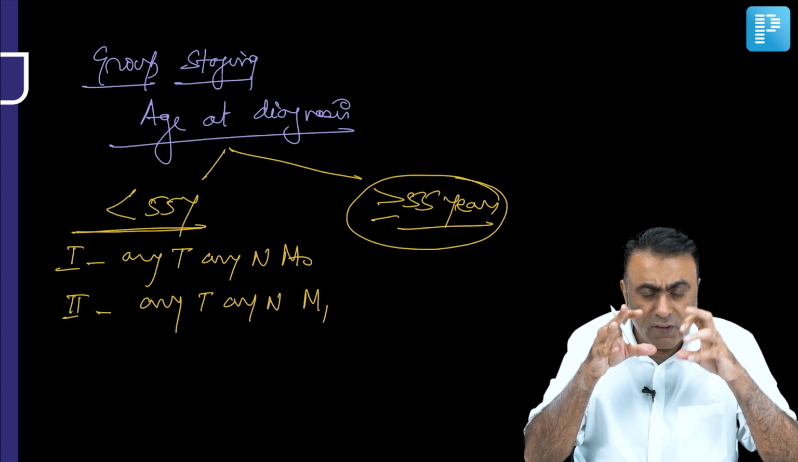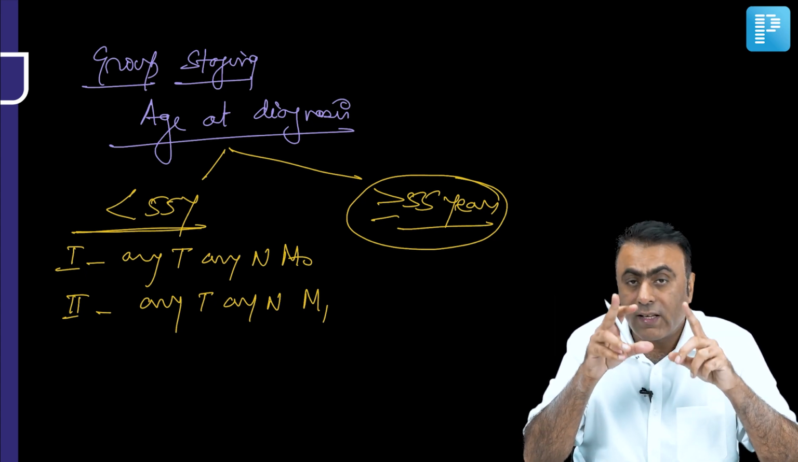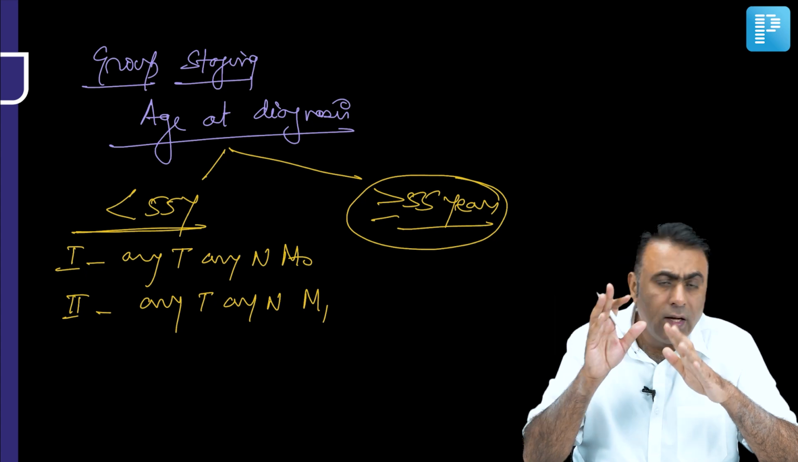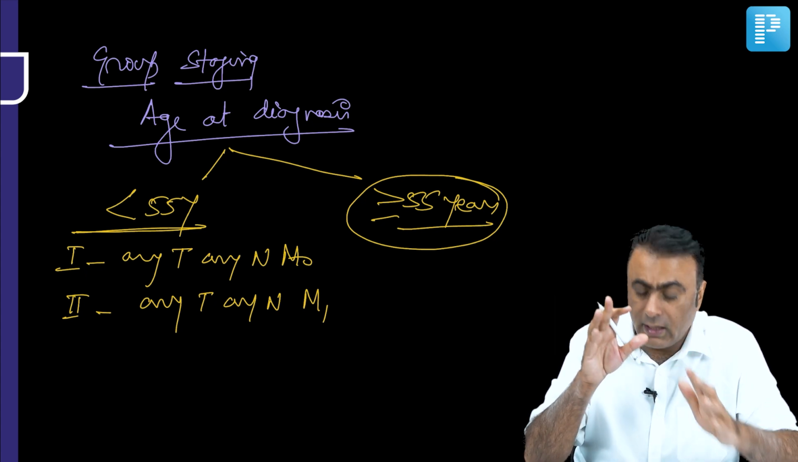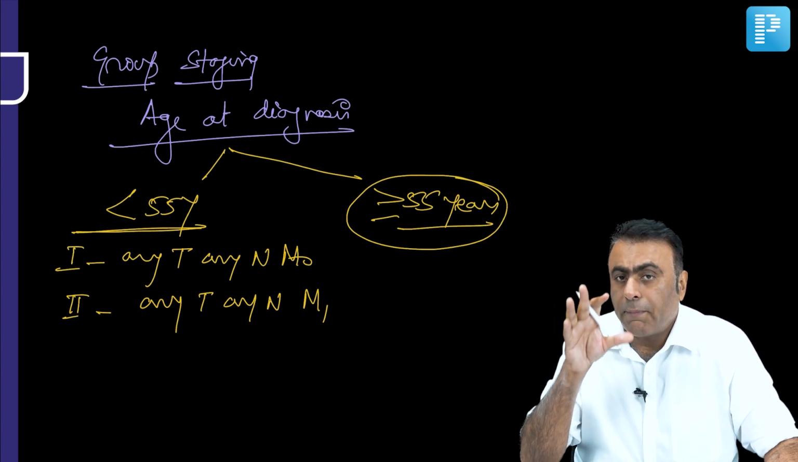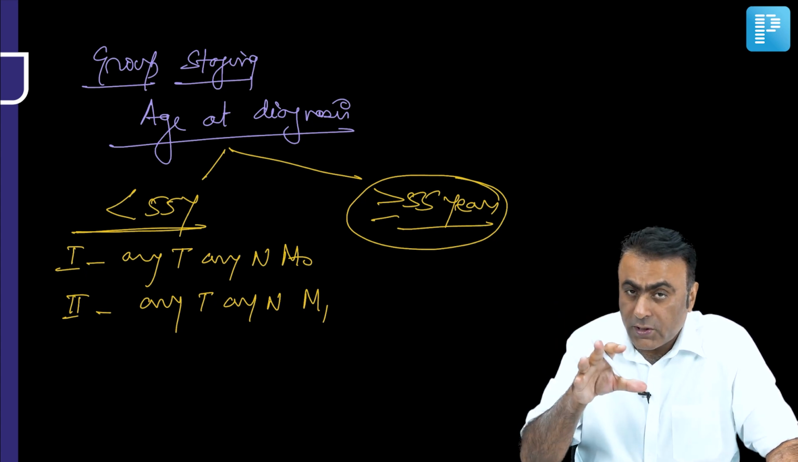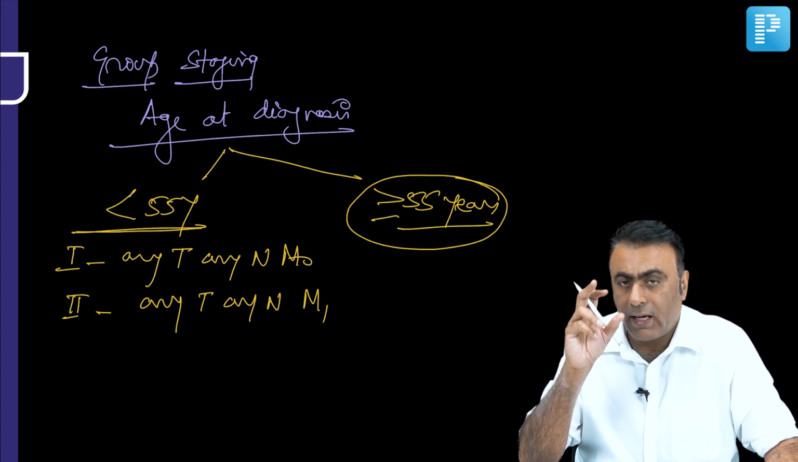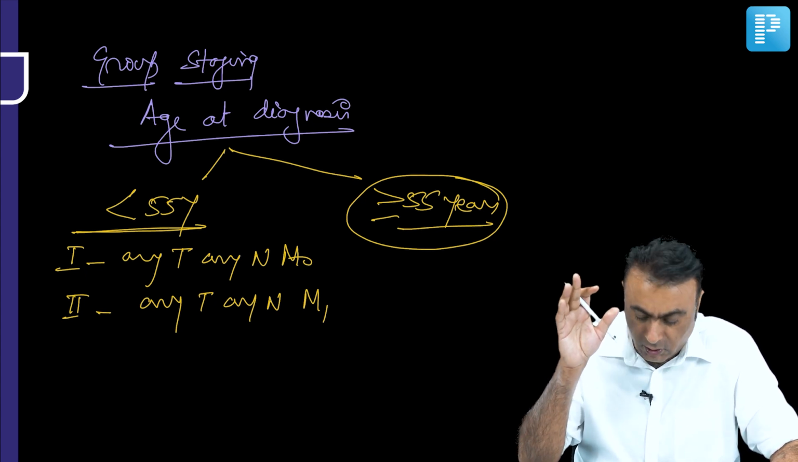For patients of these differentiated thyroid cancers with the age of less than 55 years, stage 1 is any T, any N, M0 and stage 2 is any T, any N and M1. Keep this in mind, because a question can be asked on this. You may get a question on group staging. There you have to see the age as well. Keep the age in mind, consider the age and then mark your answer.